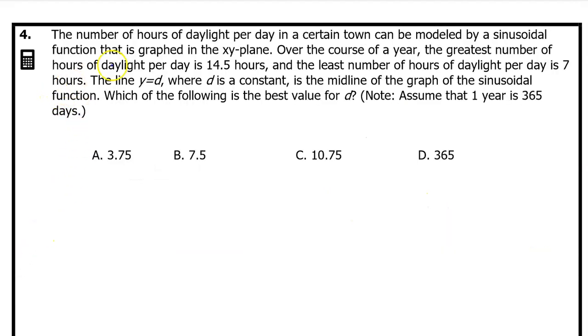Number 4. The number of hours of daylight per day in a certain town can be modeled by a sinusoidal function that is graphed in the xy plane. Over the course of a year, the greatest number of hours of daylight per day is 14.5 hours, and the least number of hours of daylight per day is 7 hours. The line y equals d, where d is a constant, is the midline of the graph of the sinusoidal function. Which of the following is the best value for d? Assume that 1 year is 365 days.